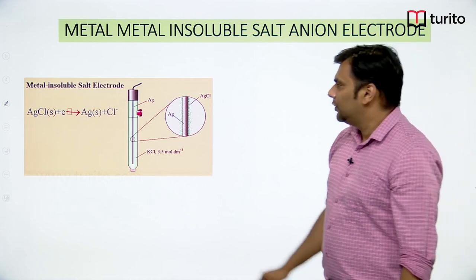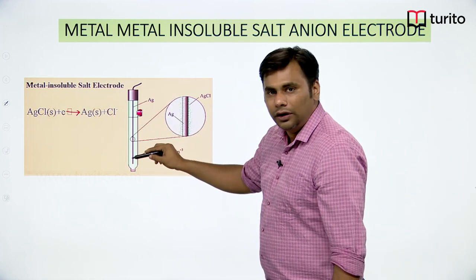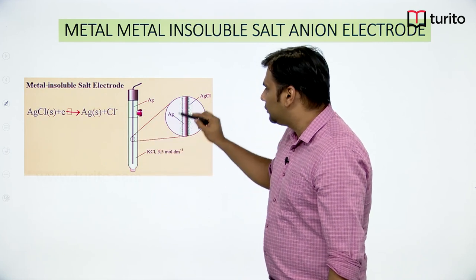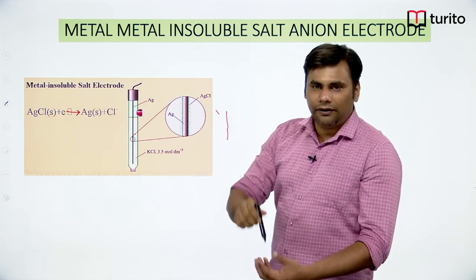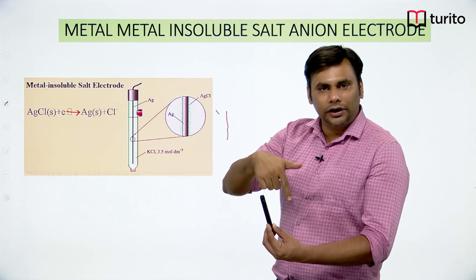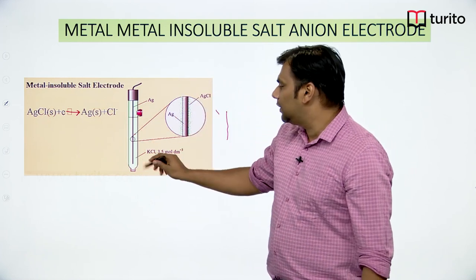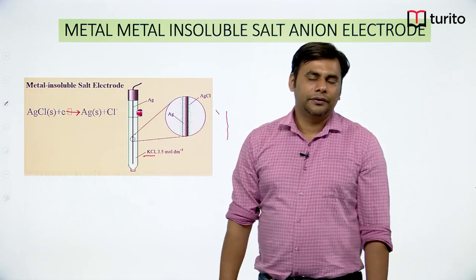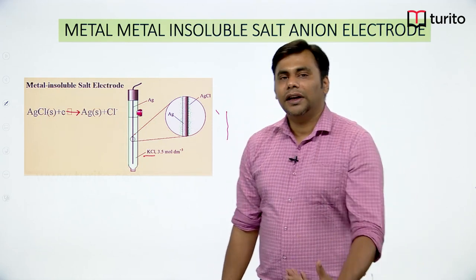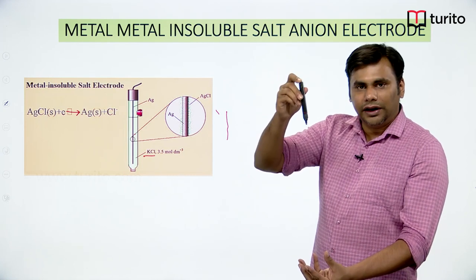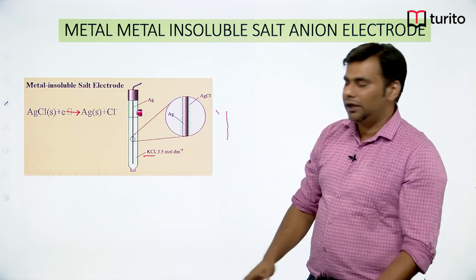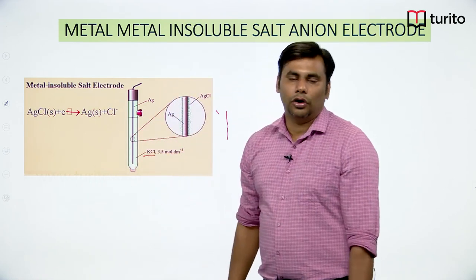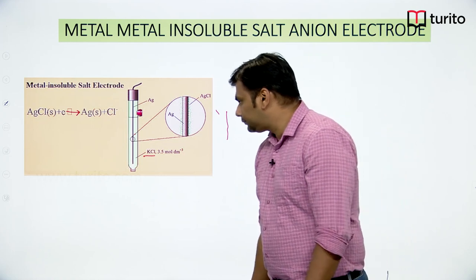experimental setup of this. You can see that this is a silver rod. If you look at this closely, there is a silver rod and a paste of silver chloride is applied on that rod. So basically we have a metal, a paste of insoluble salt is applied on the metal, and it is dipped in the solution containing KCl. The solution is saturated with AgCl. So we dipped it in the concentrated chloride solution. The ion of AgCl and the Cl negative ion is common. Hope this is clear to you.